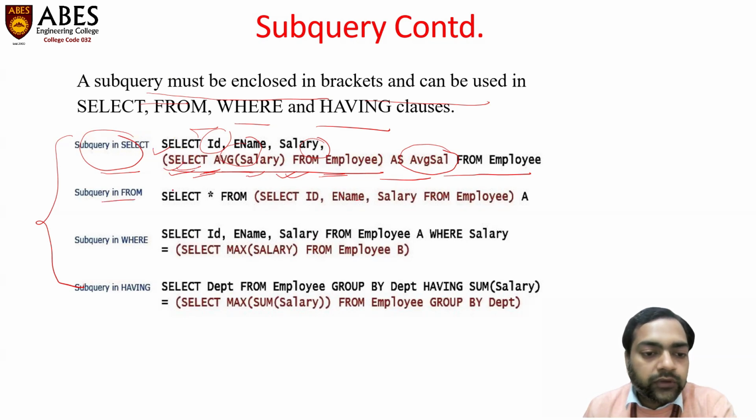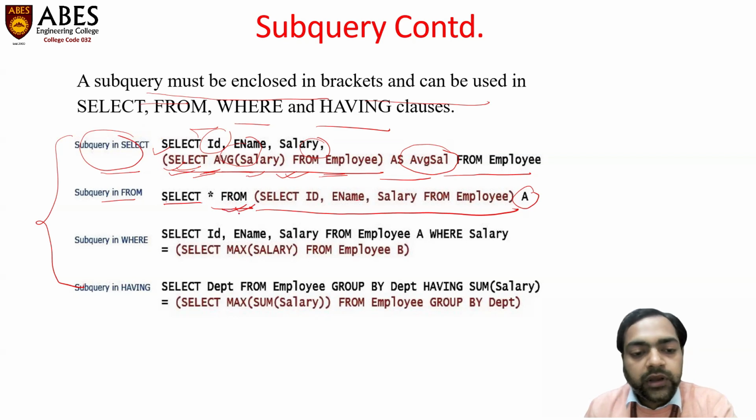If we talk about the from clause, yes, we can also use this subquery concept in the from clause. How? Select asterisk from, and after that we have given the inner query, and this will be the table name, right? So select asterisk from, select ID, e-name, salary from employee, so it will return ID, e-name, and salary from employee, and this will be treated as the table name, right? So this will be the case where a subquery can be used or embedded in the from clause. We can use it in the where clause also.